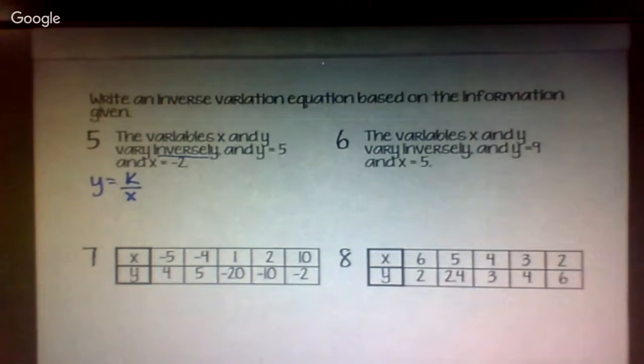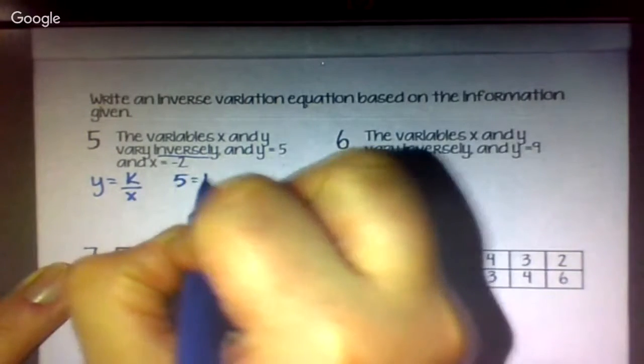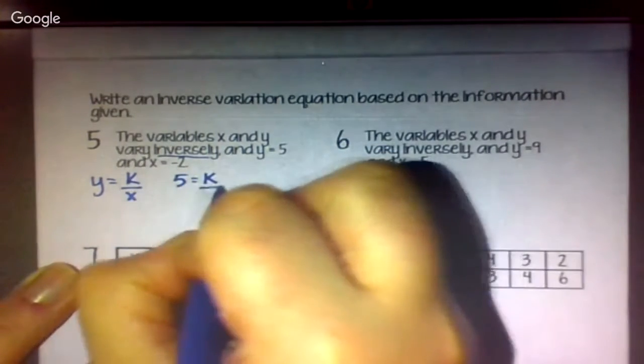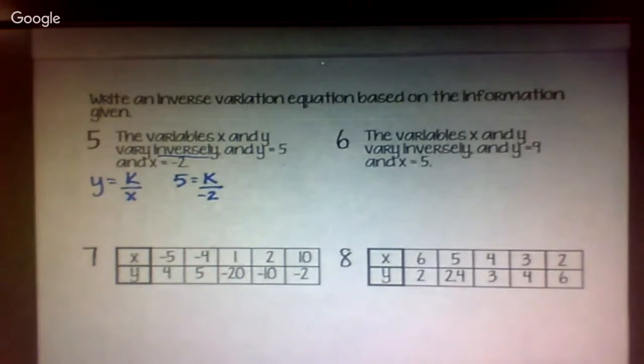Now they tell you y is 5 and x is -2. So you're going to plug in 5 for y. You don't know what your k value is, and you're going to plug in -2 for x. At this point, we now need to solve for your k values so we can write your equation.